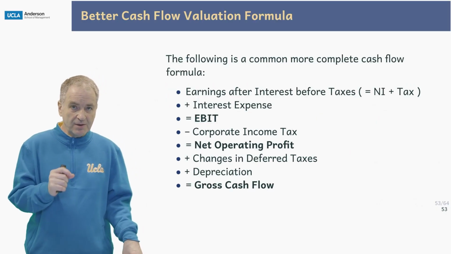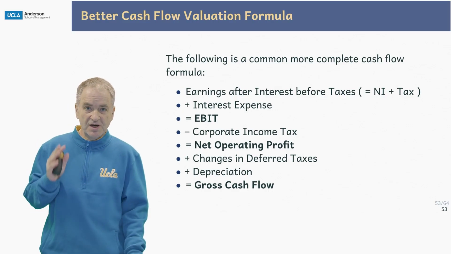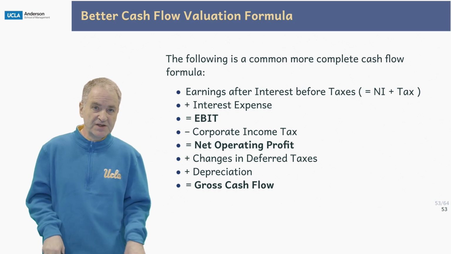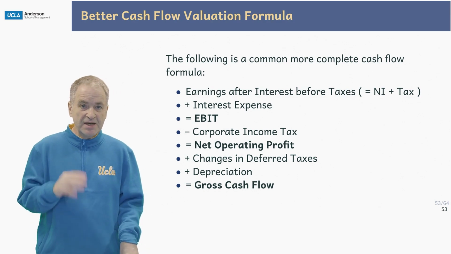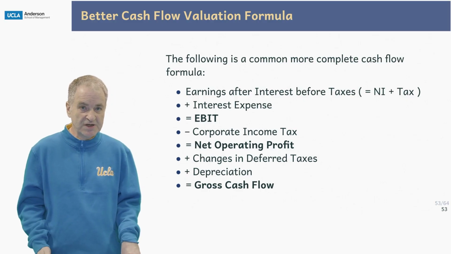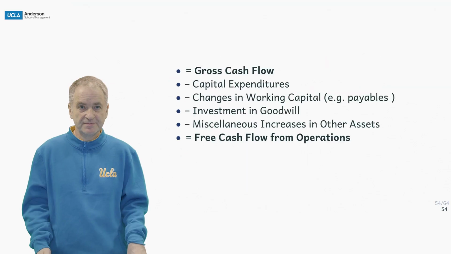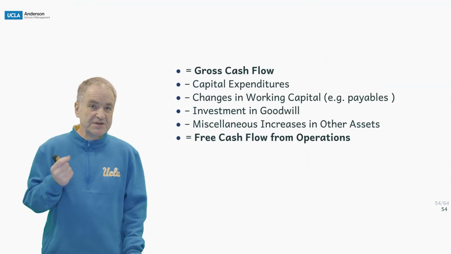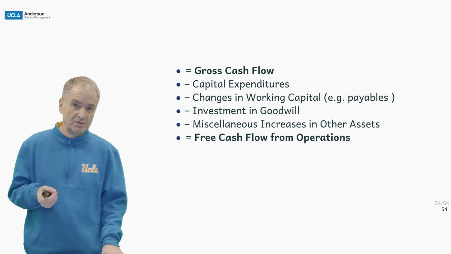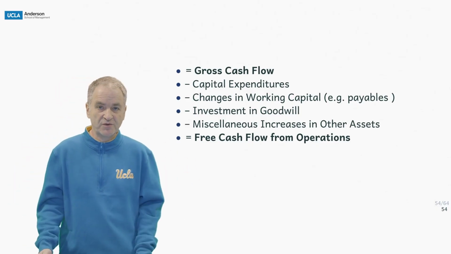So the following now is a common, more complete cash flow formula. We start with net income before taxes. We add interest expense, gives us EBIT, minus corporate income tax, net operating profit, plus changes in deferred taxes, plus depreciation, gives us gross cash flows. We subtract out capital expenditures, changes in working capital, investment in goodwill, and all sorts of other miscellaneous items. We get free cash flow from operations.